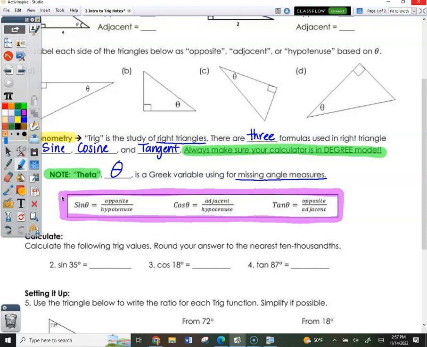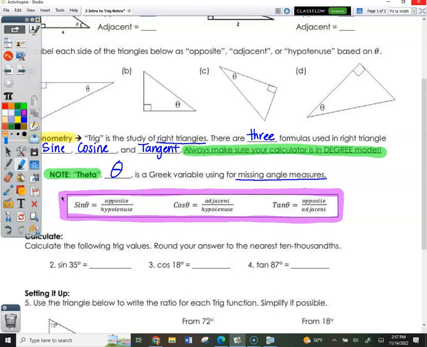It would make your life easier if you can memorize them. I will show you a technique to do that tomorrow. Those are your three trig formulas that we're going to use. Look at your graphing calculator. Find the three buttons that say sine, cosine, tangent. You will now start using those buttons. Okay? That's what those were for.